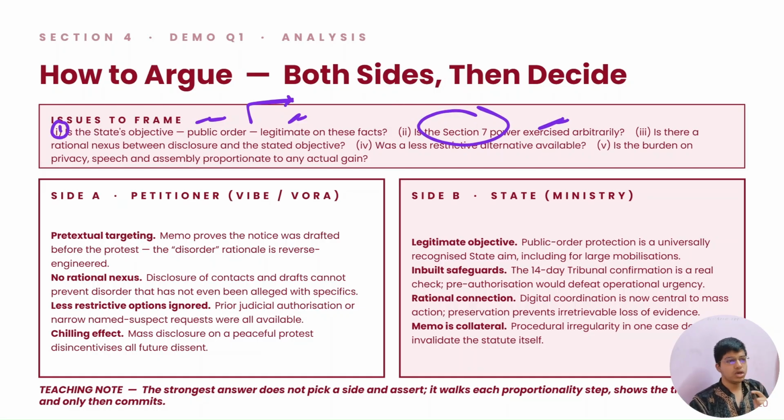Arbitrariness, you will ask whether it was without reason. Arbitrary means done without reason. No state has given proper notice and so on and so forth. Is there a rational nexus between disclosure and the stated objective?